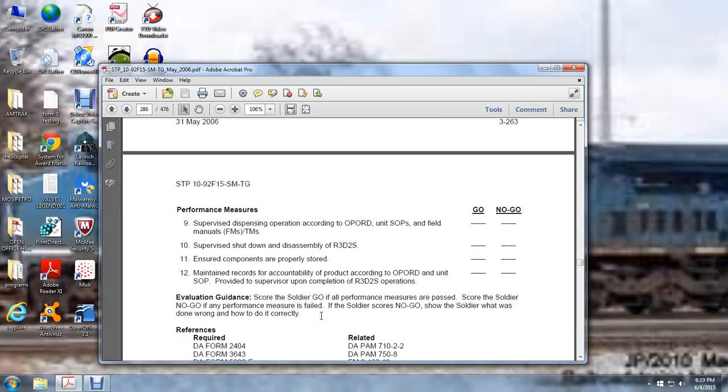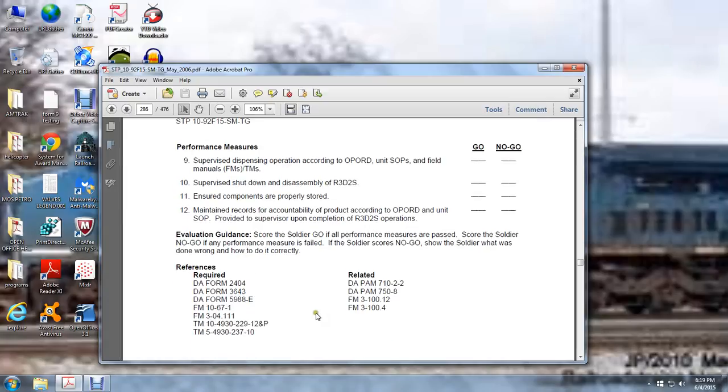Score the soldier go if the performance measures are passed. Score the soldier no go if the performance measures are failed. If the score is no go, show the soldier what was done wrong and how to do it correctly.